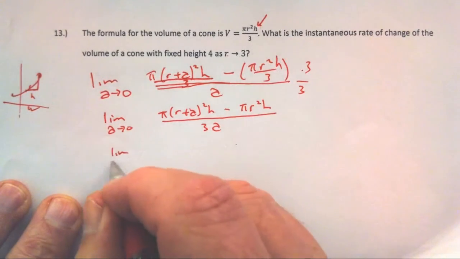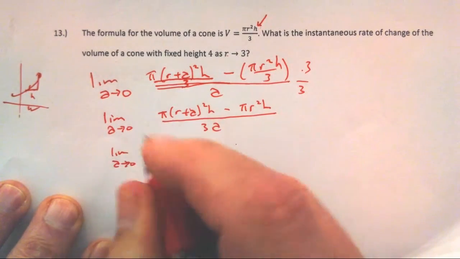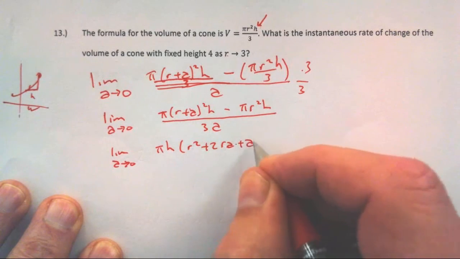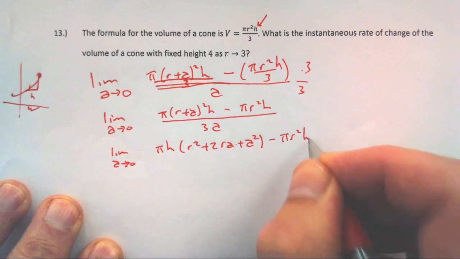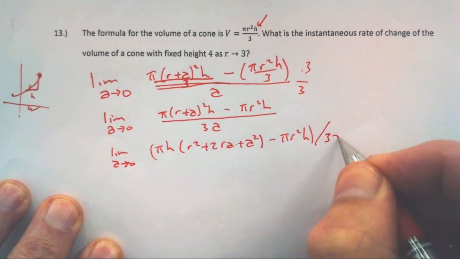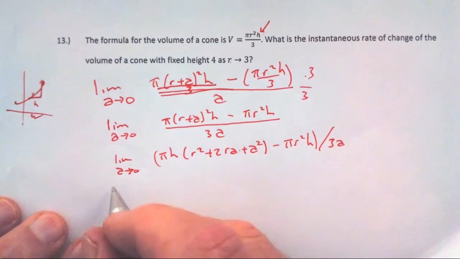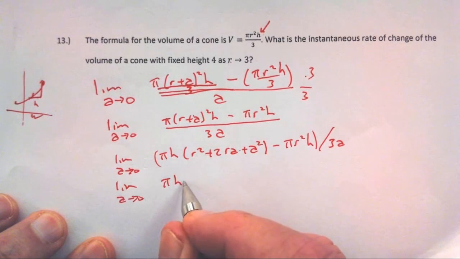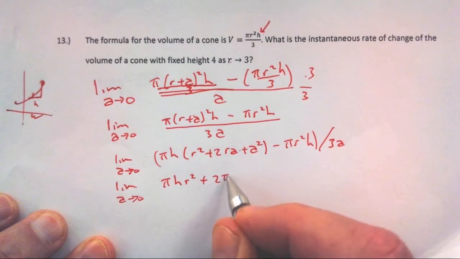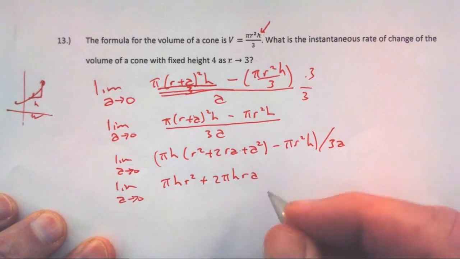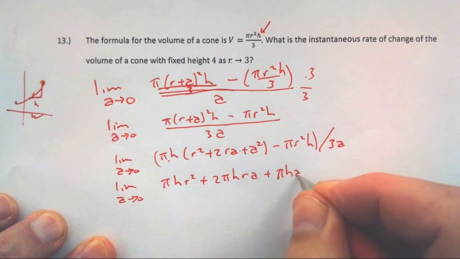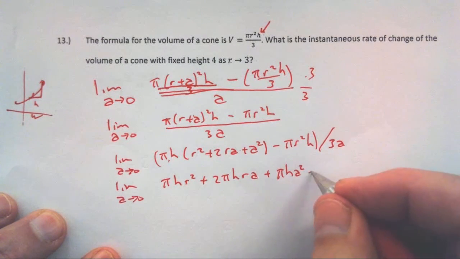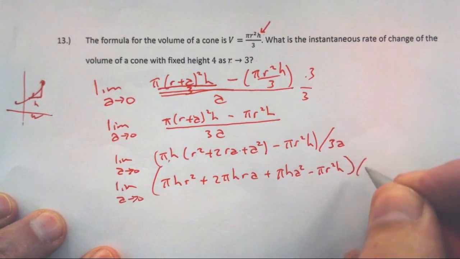Let's see what happens. Limit as a approaches 0. I'm going to put the pi and the h all to the left here. Pi h times, FOIL this, r squared plus 2ra plus a squared, minus pi r squared h. I'm going to do this just for space. All on 3a. Let's see what happens here. I get limit as a approaches 0. Oh, this is going to get ugly before it gets good. Pi h r squared plus 2 pi h r a plus pi h a squared. Remember when math used to be about numbers? Minus pi r squared h, all divided by 3a.